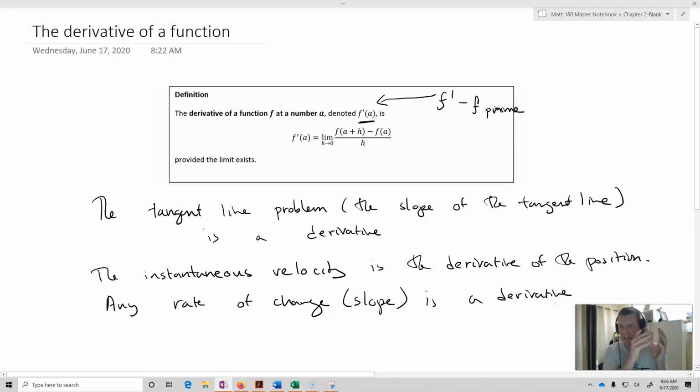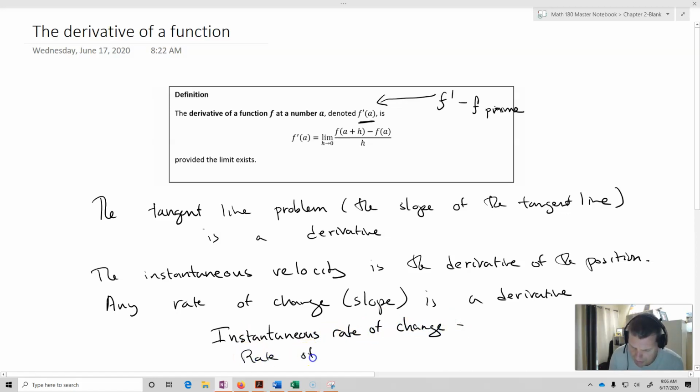We had the secant lines, which were our average rates of change. The average velocity was an average rate of change. And we'll also see things like the slope of a straight line, which is also an average rate of change. What we are talking about when we talk about the derivative is an instantaneous rate of change, the rate of change at a point.